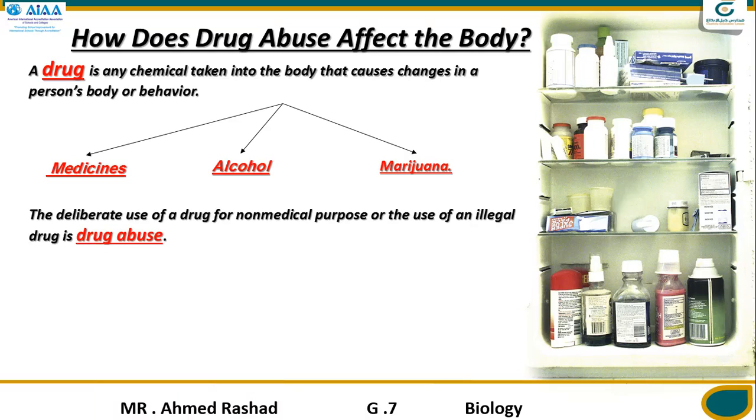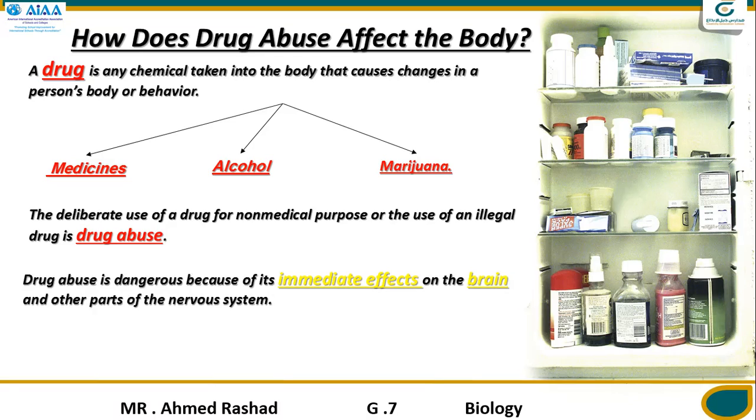So the deliberate use of a drug for a non-medical purpose, or using an illegal drug, is drug abuse. So this is the definition of drug abuse. Drug abuse means using a drug for a non-medical purpose or illegally. So using medicine, alcohol, marijuana, any kind of drug, for a non-medical purpose or illegally, that's called drug abuse.